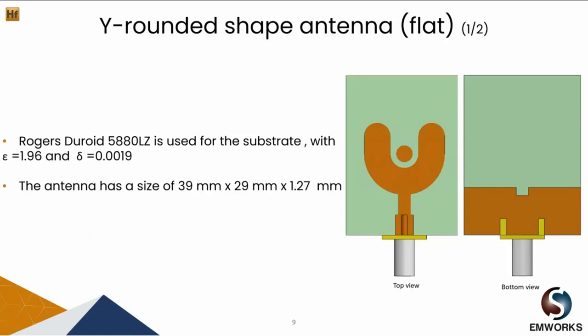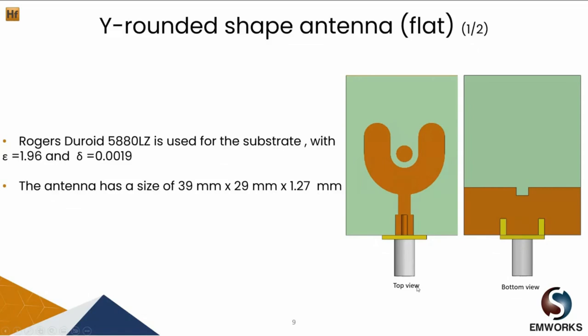Alright, so let's start with the wire-rounded shape antenna, which has a flat surface. The antenna is made of copper. As for the substrate, low loss material 5850 LZ is being used. The antenna has a total dimension of 39 mm by 29 mm by 1.27 mm.